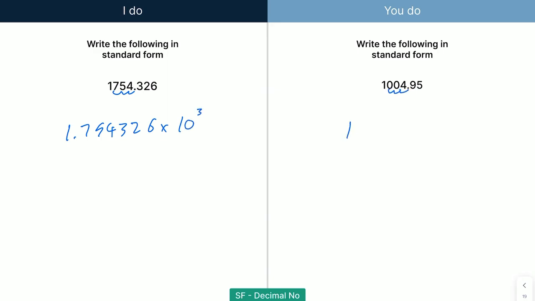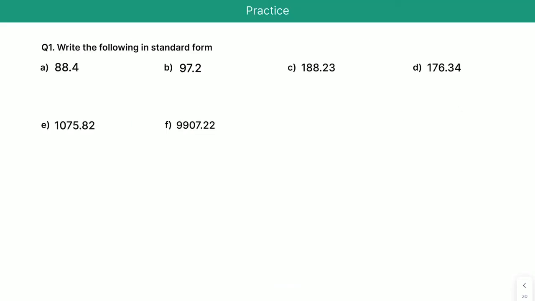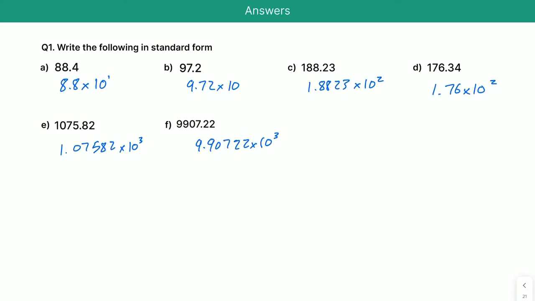Again, the same thing here. Hopefully you've pressed pause and had a go. Just hop the decimal, and then the power is the number of hops. So here's some practice questions. Press pause and have a go. Here's the answers, mark your work.